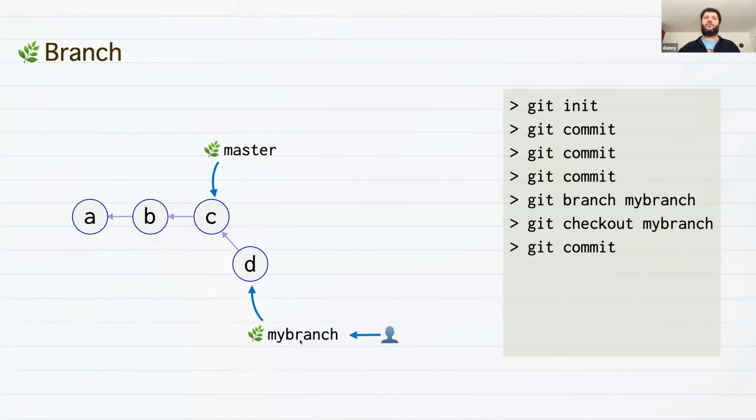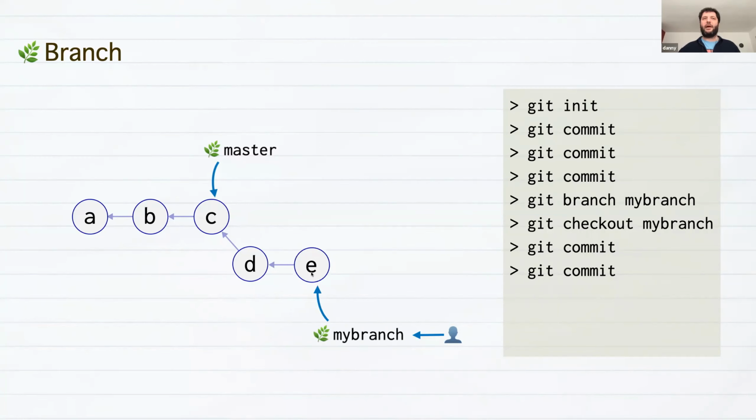So what I said before about the branch refs moving to the latest commit, they do that if you are checked out onto that branch. But because we're no longer checked out onto master, the master ref stays exactly where it is. You make another commit, and now we're pointing to commit E, and it's the same story.